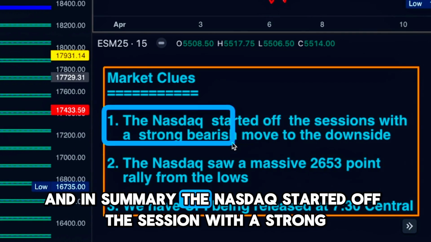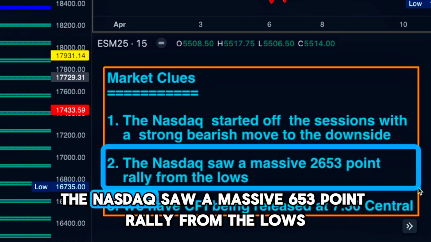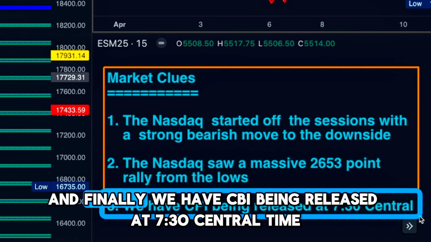And in summary, the Nasdaq started off the session with a strong bearish move to the downside. The Nasdaq saw a massive 653 point rally from the lows. And finally, we have CPI being released at 7:30 Central Time.